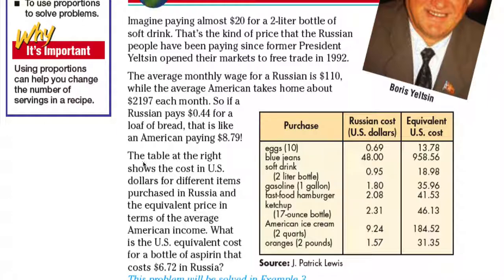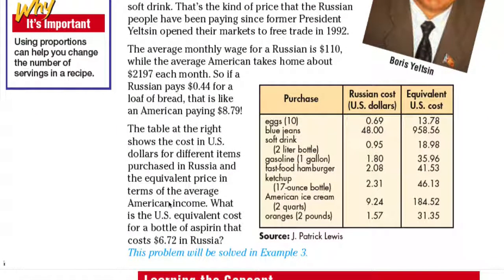The table at the right shows the cost in US dollars for different items purchased in Russia and the equivalent price in terms of the average American income. So what is the US equivalent cost for a bottle of aspirin that costs $6.72 in Russia? We will solve this in example 3. Let's take a look at the table. The Russian cost in US dollars is 69 cents for eggs. The US equivalent cost is $13.78. Since they only earn $110 a month, 69 cents would be huge.